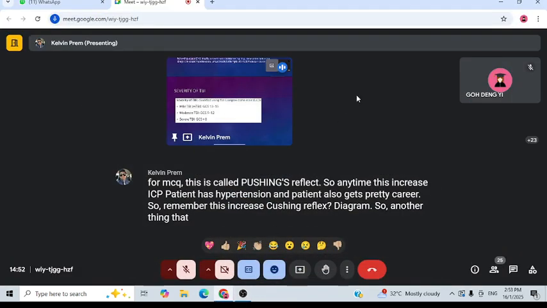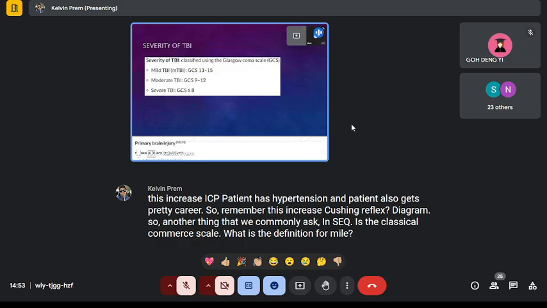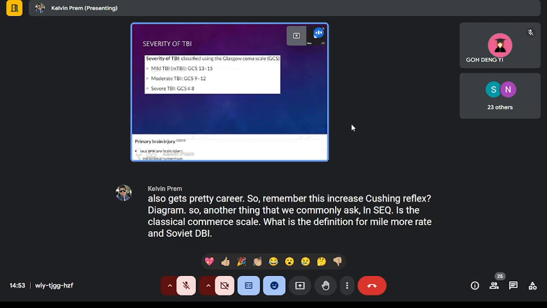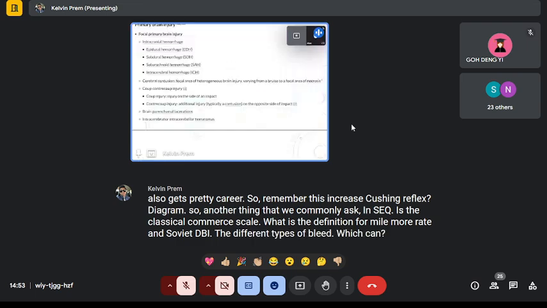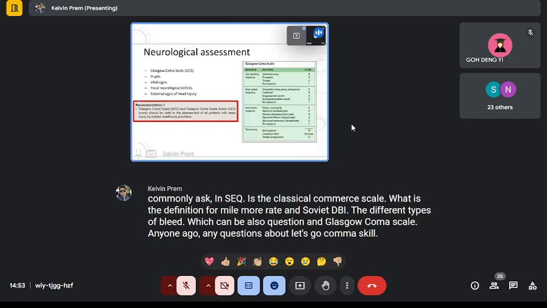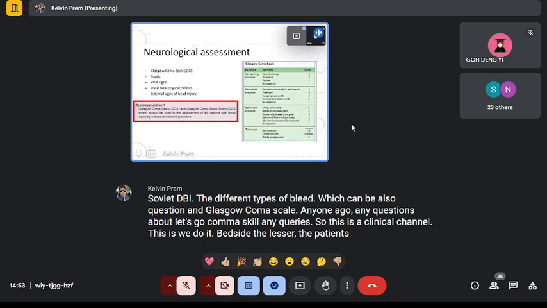Another thing that we commonly ask in SAQ is the Glasgow Coma Scale. What is the definition for mild, moderate, and severe TBI? The different types of bleed can also be questioned, along with the Glasgow Coma Scale. Anyone got any questions about Glasgow Coma Scale? Any queries? So this is a clinical chart. We do it bedside. We will assess the patient's consciousness using this chart.